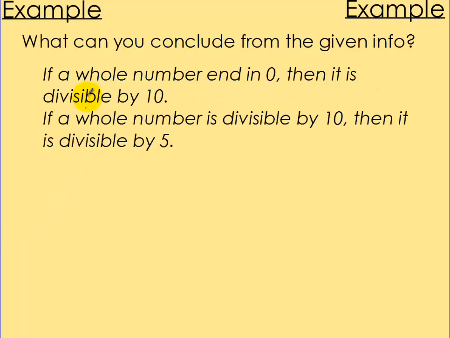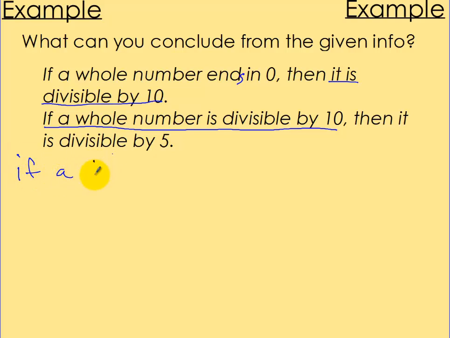All right, pause the video. What can you conclude from the given info? If a whole number ends in 0, then it is divisible by 10. If a whole number is divisible by 10, then it's divisible by 5. Well, there's the connection here. We got a conclusion, it is divisible by 10, and we got a hypothesis that says it's divisible by 10. So we can make a conclusion using the hypothesis of the first and the conclusion of the second.